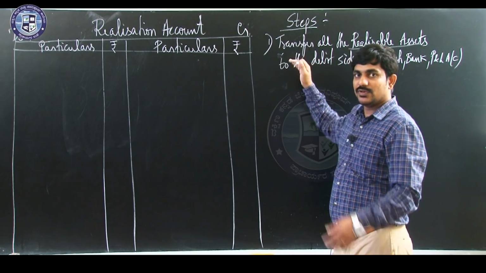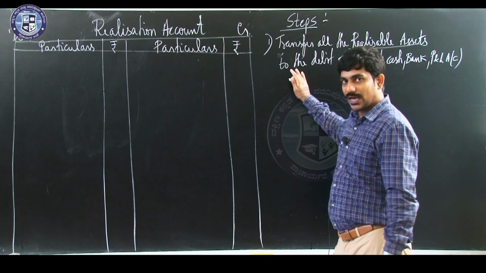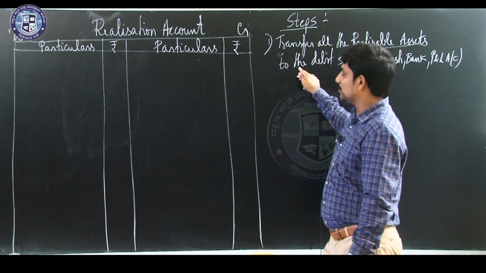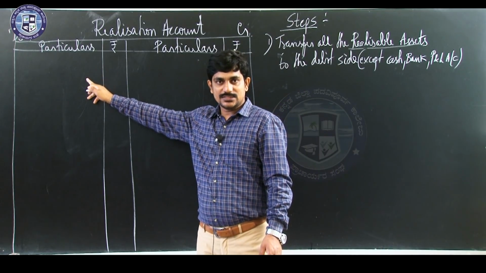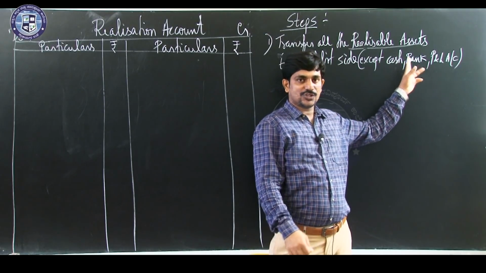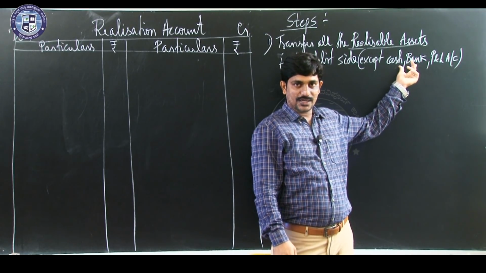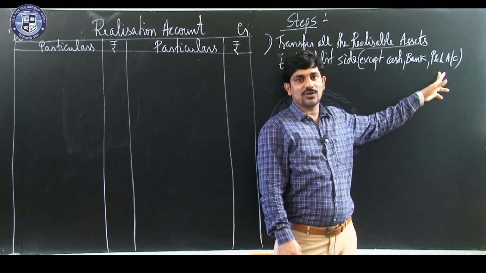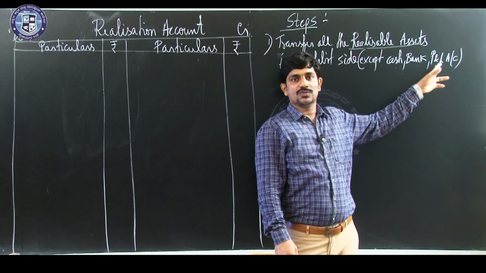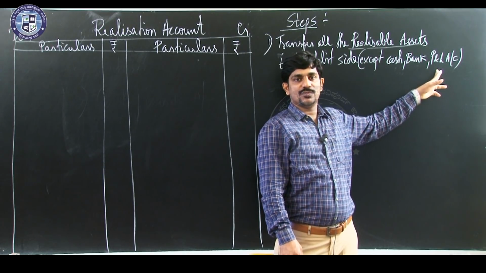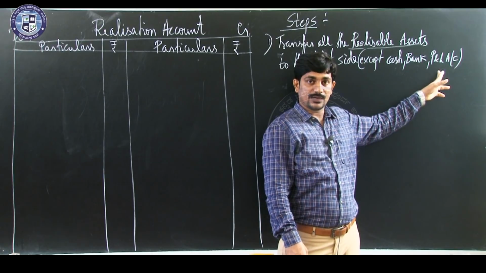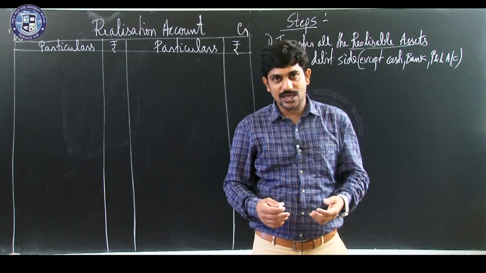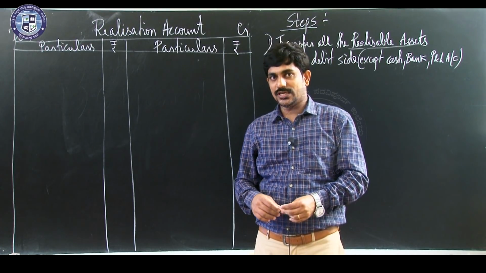In the problem they will give a balance sheet. From the balance sheet you need to transfer all the realizable assets to the debit side of the realization account, except cash or bank, because we have to open a separate cash or bank account. Then the profit and loss account, this is an undistributed loss. Asset side means it is a loss. So this loss also should be distributed among the partners under the partners capital account according to their profit or loss sharing ratio. That is the first step.